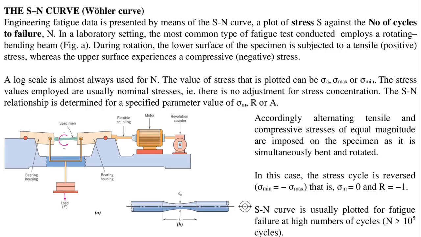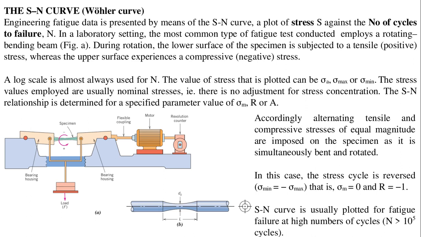In other words, the stress cycle is reversed: sigma min equals minus sigma max, that is, mean stress sigma m equals 0 and stress ratio R equals -1. A series of tests at different stress levels are conducted to plot the SN curve. The number of cycles to failure at a particular stress is the data obtained in each of the tests.